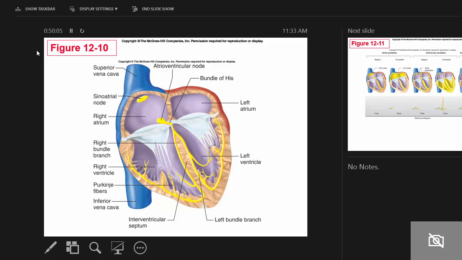Part of that time delay is you make a really small spot that can conduct electrical current. It's tiny, and it's located right here. It is called the AV node, or the atrioventricular node.